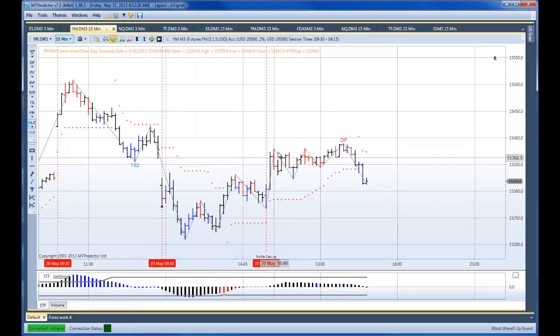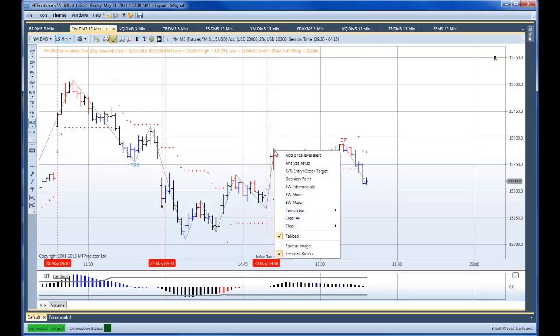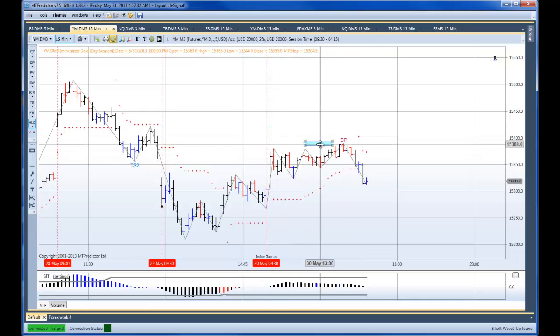So we'll have seen that there was a high made earlier in the day around about 10 o'clock. So you'd have right mouse clicked, you'd have put this DP on the chart here. This would have been your 15-minute DP, your larger degree resistance area. This would have been on your chart in advance.